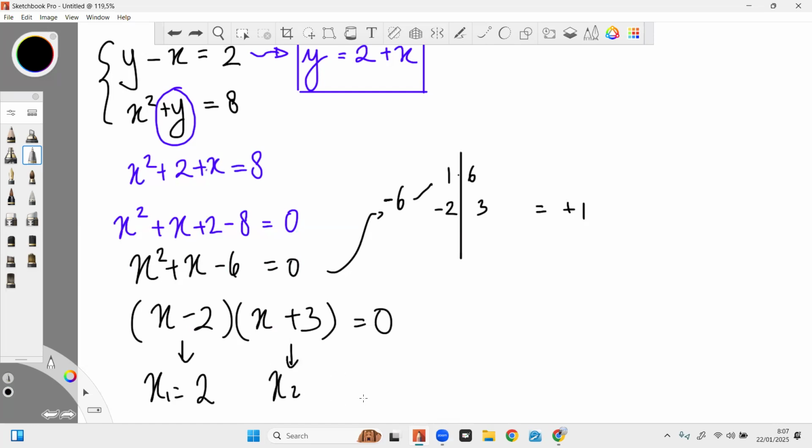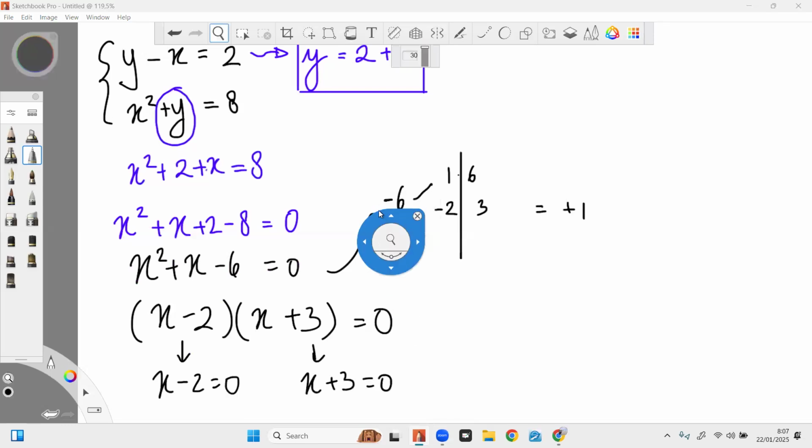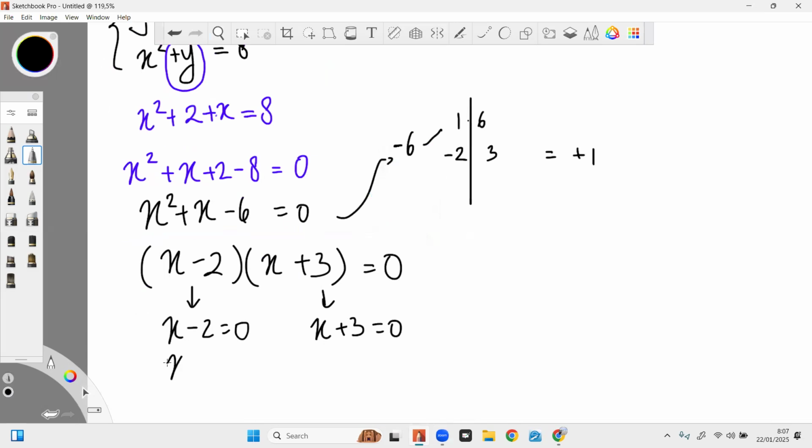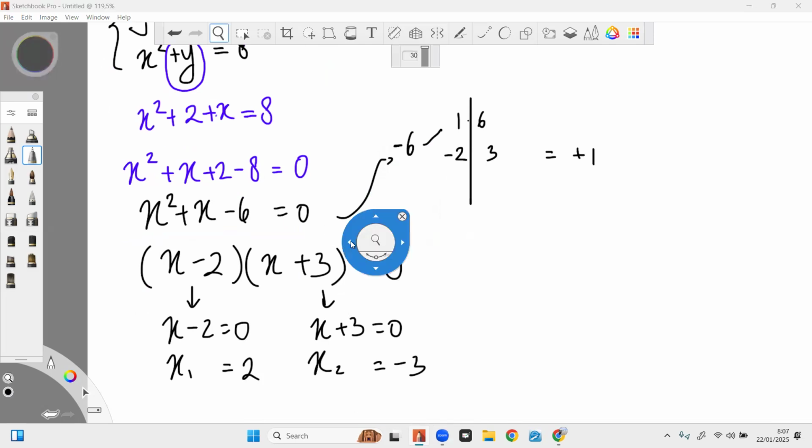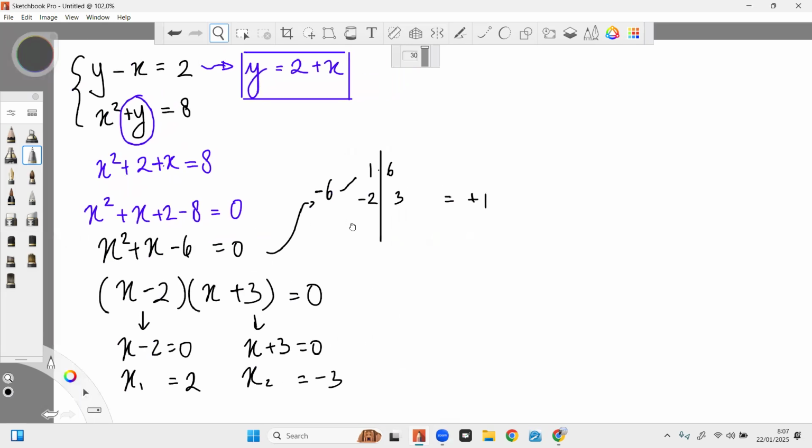If you don't know how to do it, first thing first, either this side is 0 or this side is 0. Then we get x1 equals 2, x2 equals negative 3. Can we switch x1 and negative 3? Yes, no problem, as long as we get the numbers 2 and negative 3. It doesn't matter which is the bigger number, x1 or x2. Okay, x1 is 2, x2 is negative 3. How do you solve for y then?